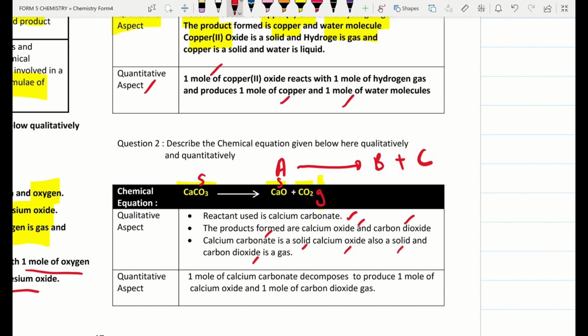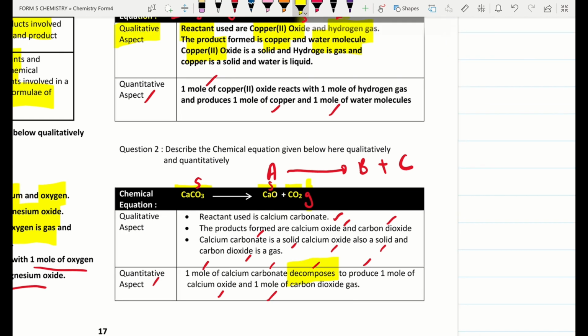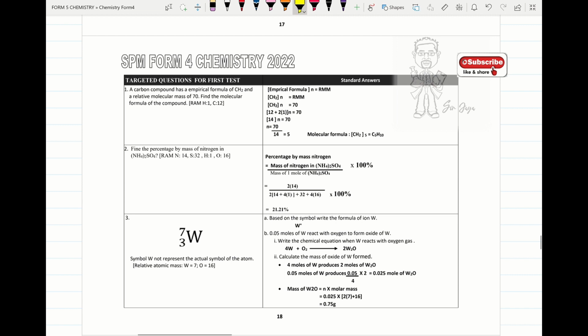So how to describe quantitatively? 1 mole of calcium carbonate decomposes to produce 1 mole of calcium oxide and 1 mole of carbon dioxide gas is released. So please use this term, decomposes. Then let's move on to the next question. So look at this question.